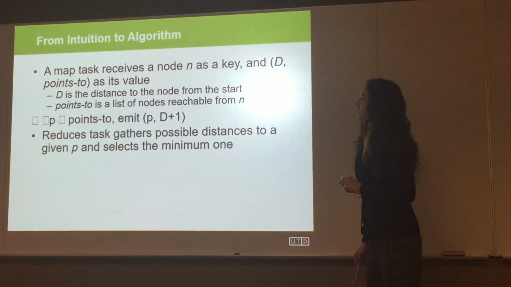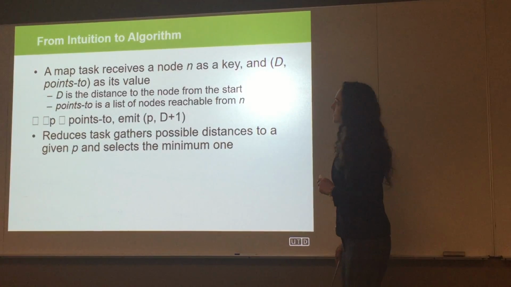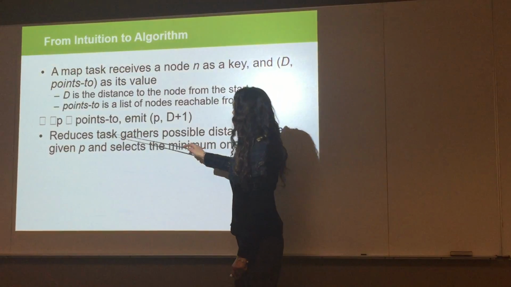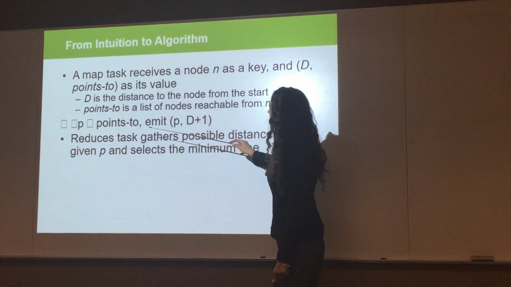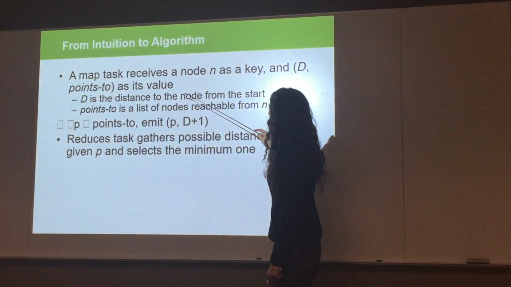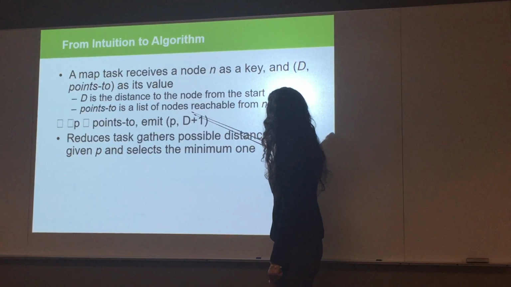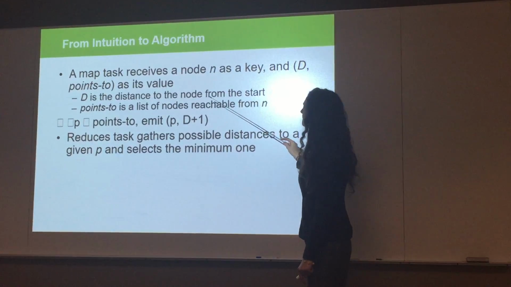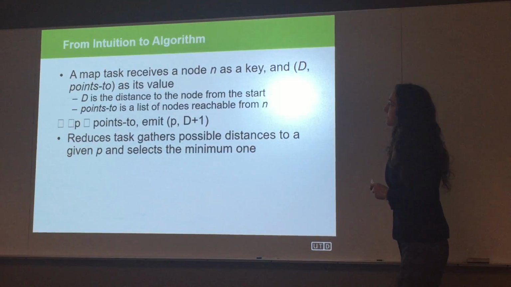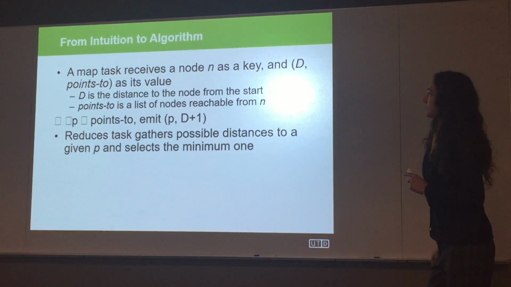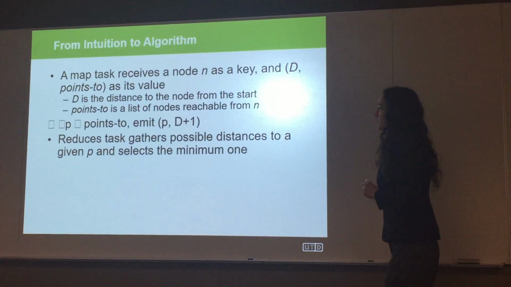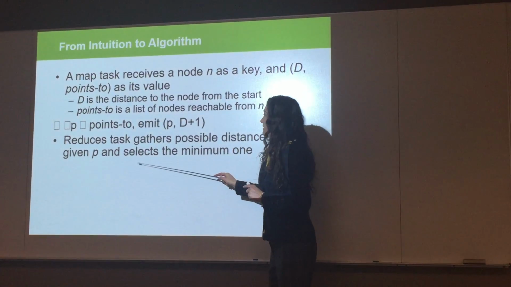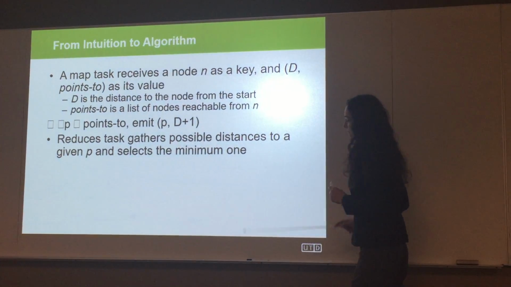This is what the mapper will do. It will take the list of nodes that are reachable, and it will take the distance, and the reducer task will gather possible distances to a given node and select the minimum one.